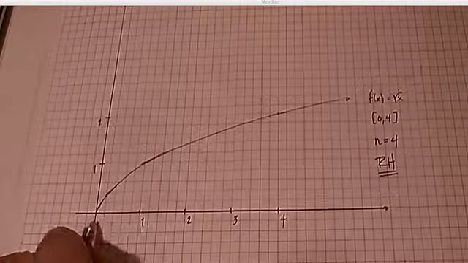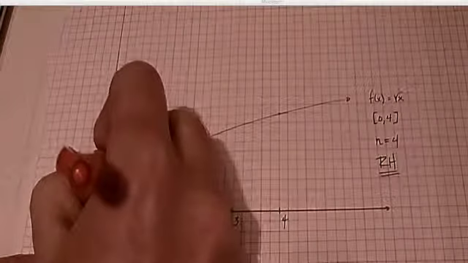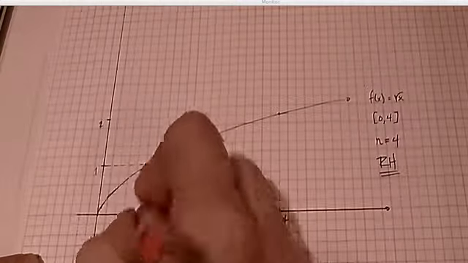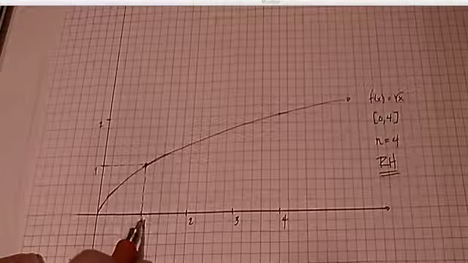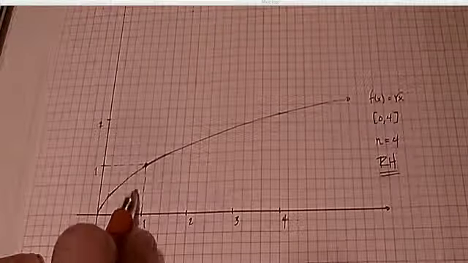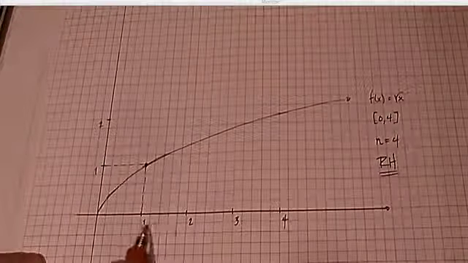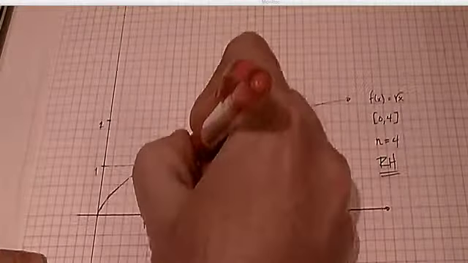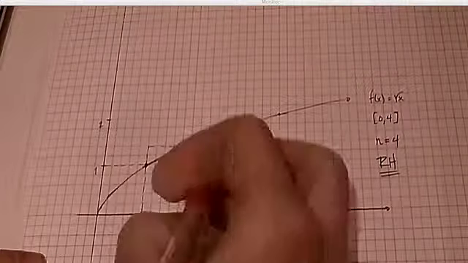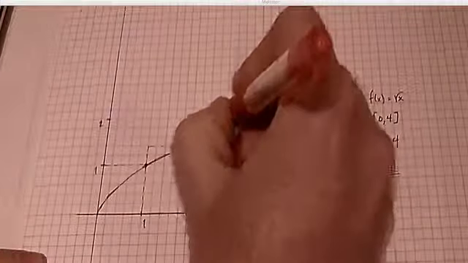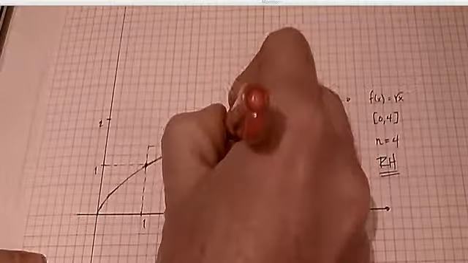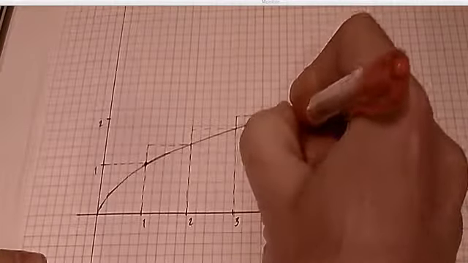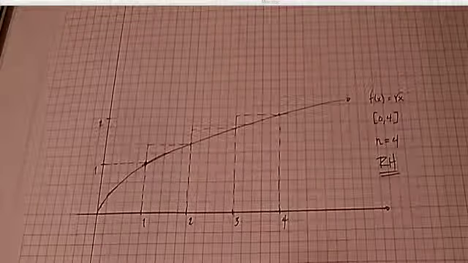So on the subinterval from 0 to 1, the height of the rectangle we're using to approximate is determined by the function value on the right of 0 to 1, which means the function value at 1. From 1 to 2, I want the function value at 2 to determine the height. From 2 to 3, I want the function value at 3. And from 3 to 4, I want the function value at 4 to determine the height.